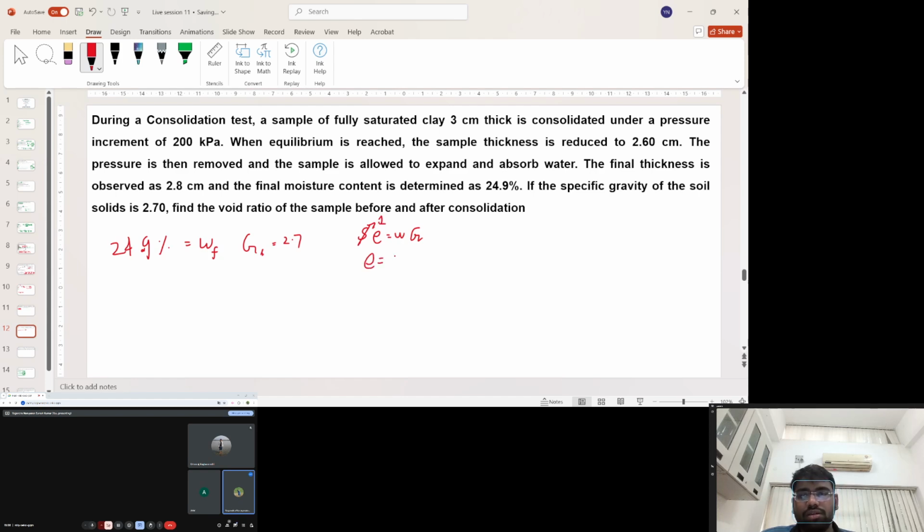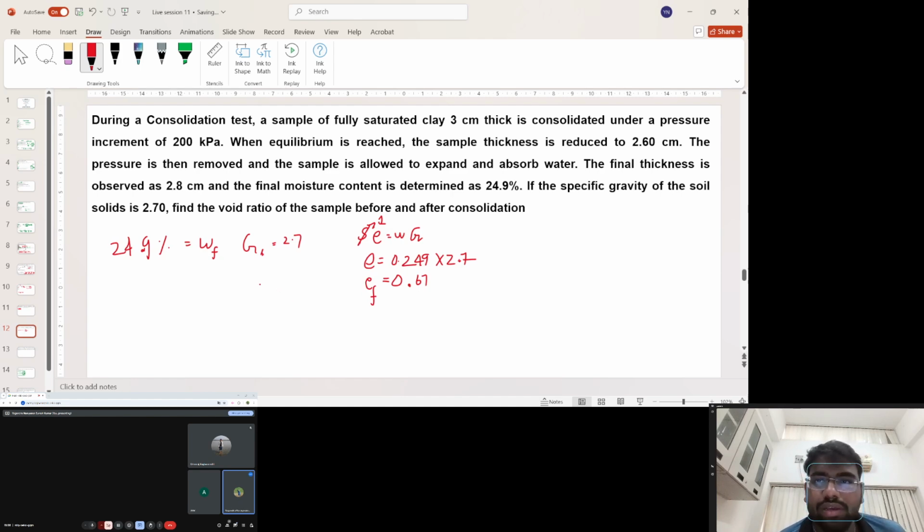So e will be 0.249 into 2.7. How much are you getting? 0.6723. Void ratio will be limited to 2 decimals, so you can round it off. So 0.67. This is the final voids ratio, right?